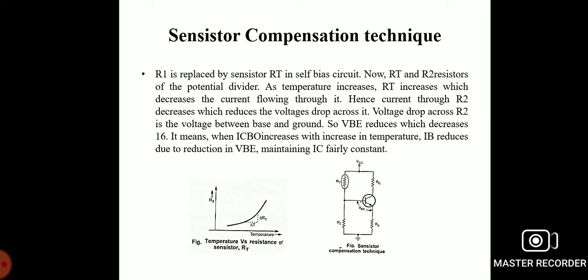It means when the collector-base leakage current increases with increase in temperature, the base current is reduced due to the reduction in base-emitter voltage, maintaining IC fairly constant. That is the transistor compensation technique of BJT.